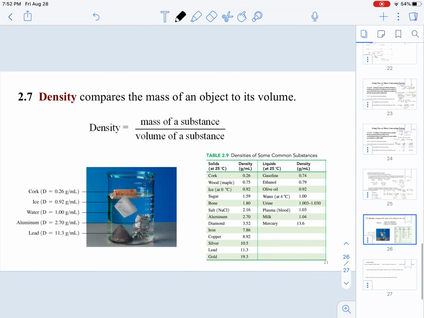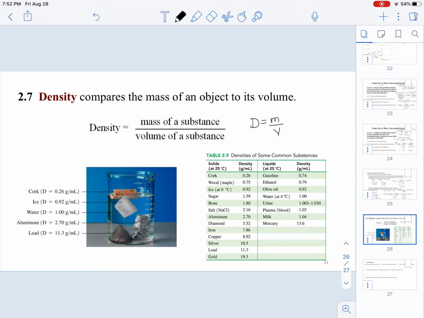So in this chapter, the last topic that we need to cover is density. And understand that density is a property that compares the mass of an object to its volume. This is given by the equation density equals mass over volume, or in other words, D equals M over V.